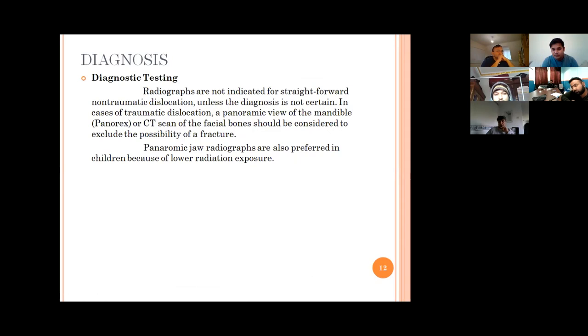So how do we diagnose TMJ dislocation? Usually TMJ dislocation is a straightforward diagnosis if it is non-traumatic, but we may have to do a radiological evaluation, that is a panoramic view of the mandible or a CT scan of the facial bones, if the diagnosis is uncertain or if the mechanism of TMJ dislocation is trauma. Panoramic jaw radiographs are also preferred in children because of low radiation exposure.